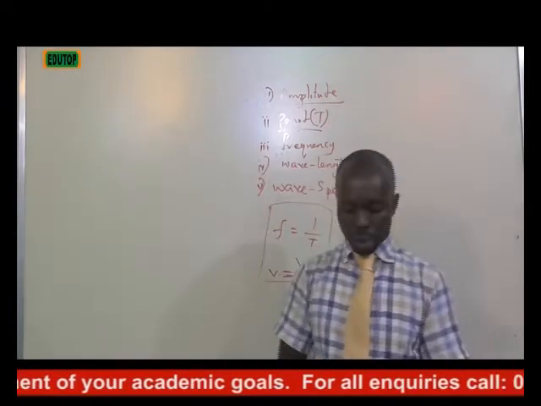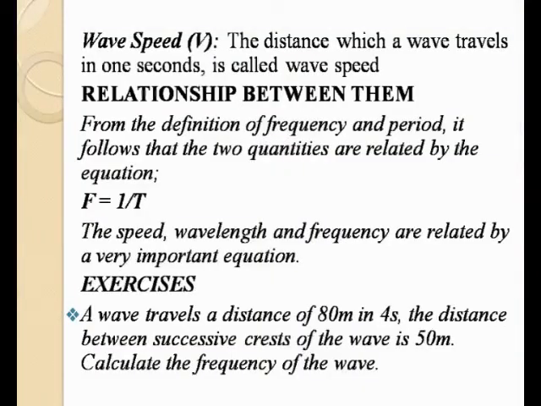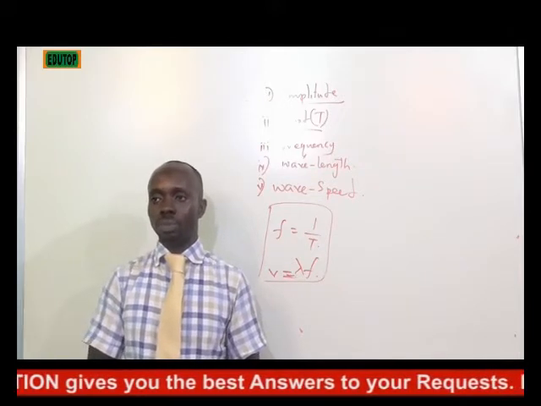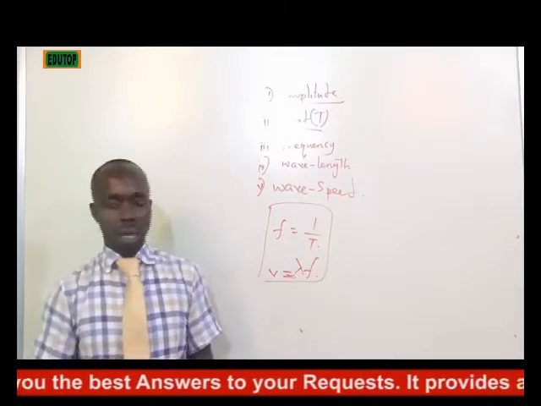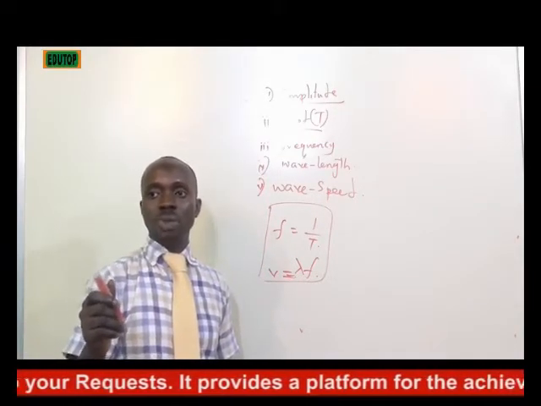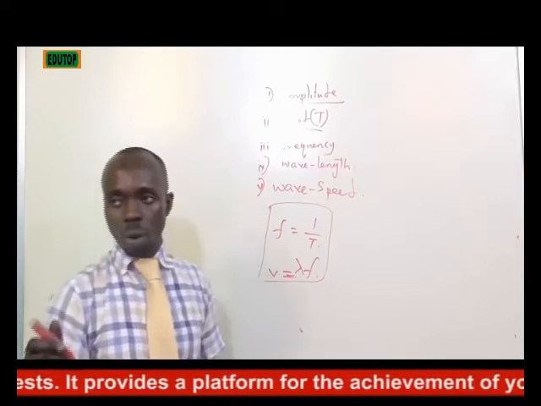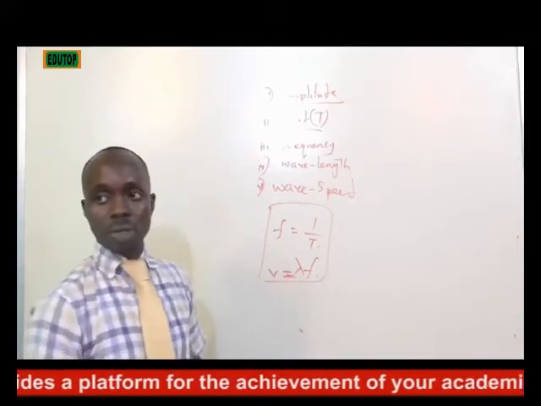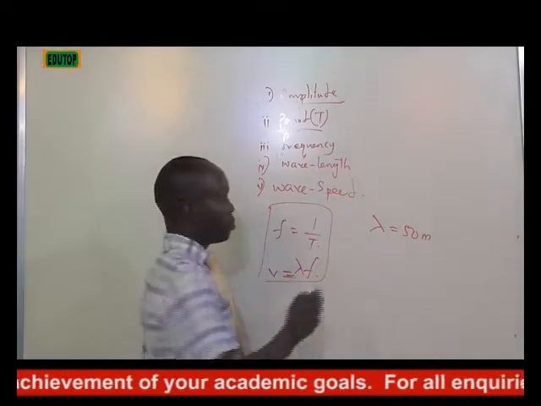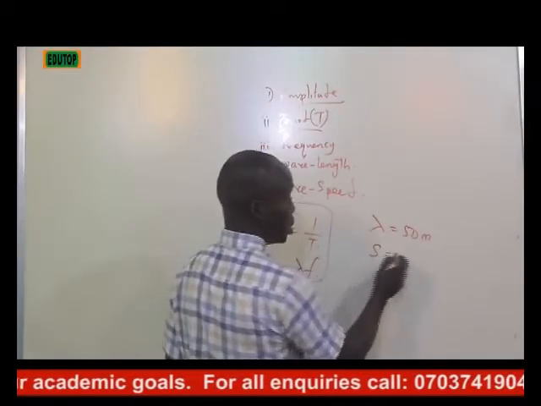Now let's check these exercises. The first one says a wave travels a distance of 8 meters in 4 seconds. The distance between successive crests of the wave is 50 meters. Calculate the frequency of the wave. Very, very easy. How do you get the frequency? We already have the value for lambda, because lambda is the wavelength, the distance along the x-axis between two successive troughs or successive crests. So if lambda is 50 meters, and your distance, that's your s, is what?